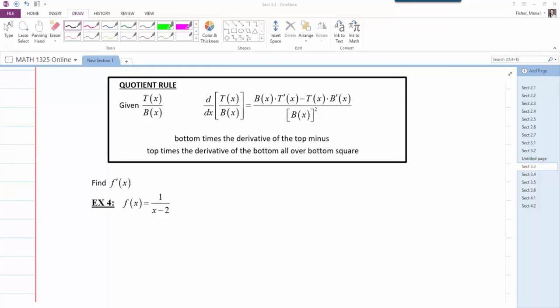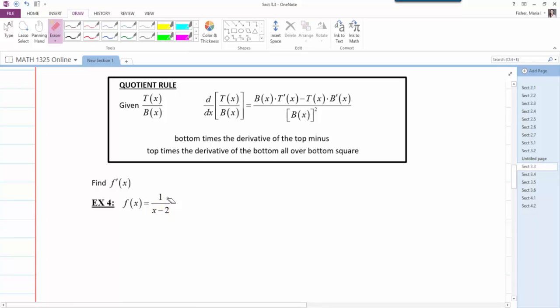The quotient rule allows us to take the derivative of a quotient. So before, there was no way we could have handled taking the derivative of 1 over x minus 2. We would have been fine if the denominator was a single term, but since it's an x minus 2, we had no way right now of handling this problem. The quotient rule allows us to find the derivative of a problem like this.